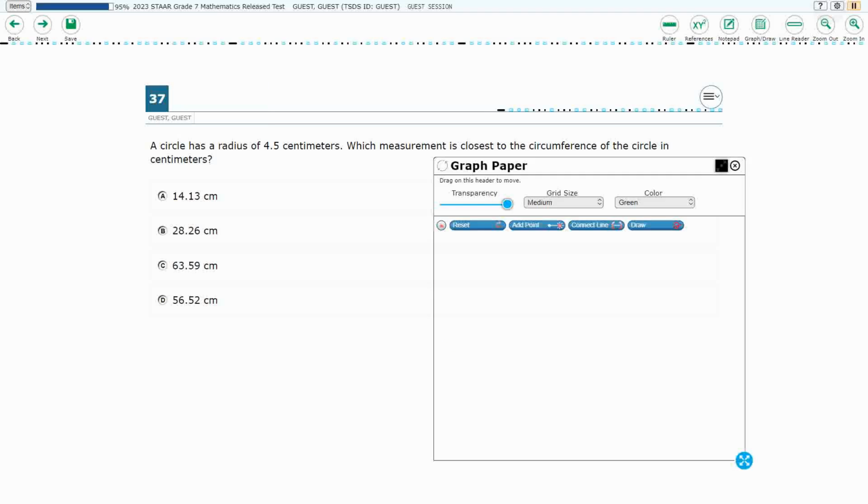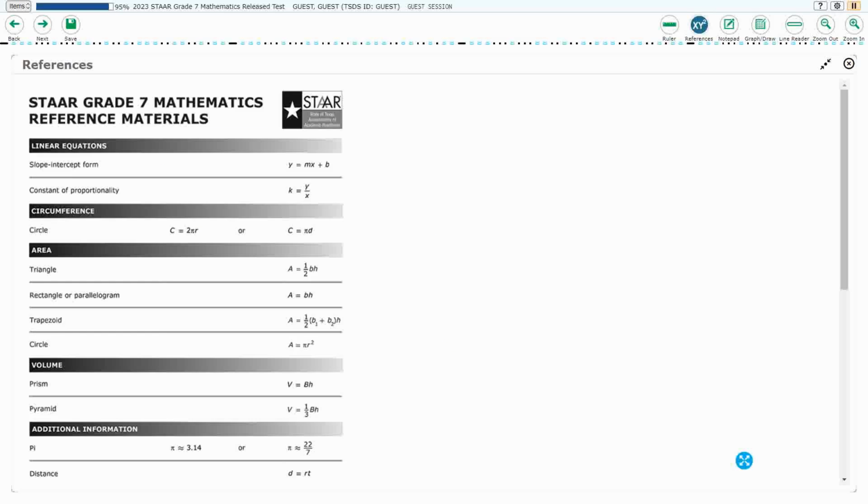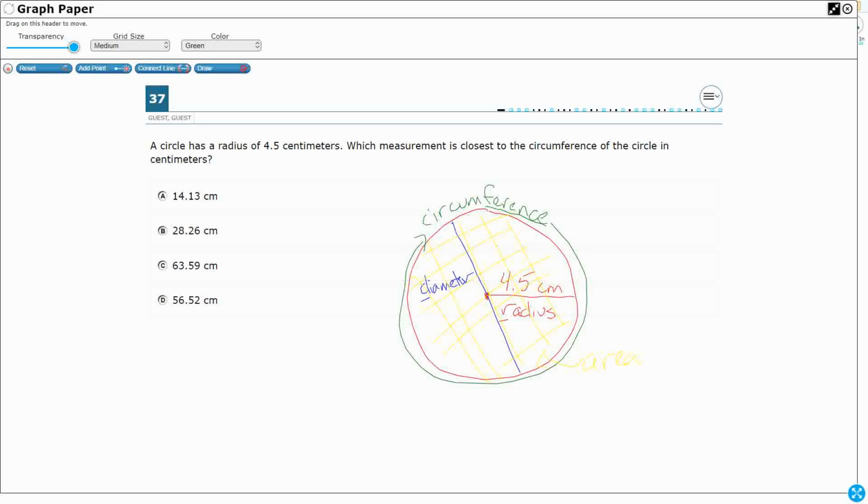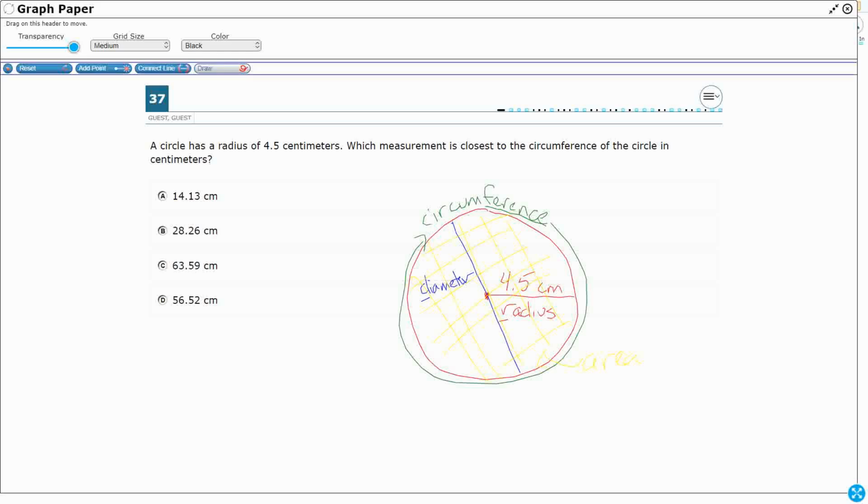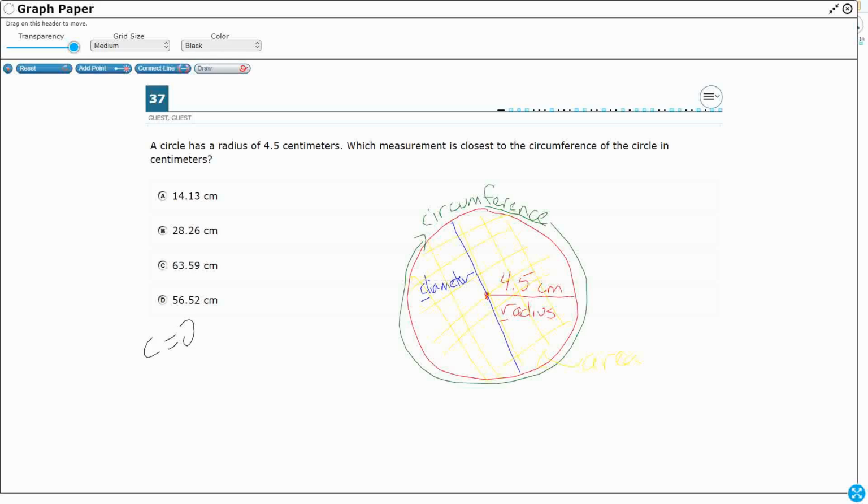So let's go ahead, take a look at our reference materials. What does it tell us about circumference? All right, circumference is 2 pi r or pi d, right? You see that? That's that third line down. Now, we could do either one because of the relationship between a radius and a diameter. Okay, so the circumference equals 2 pi r, or we can say pi times the diameter.